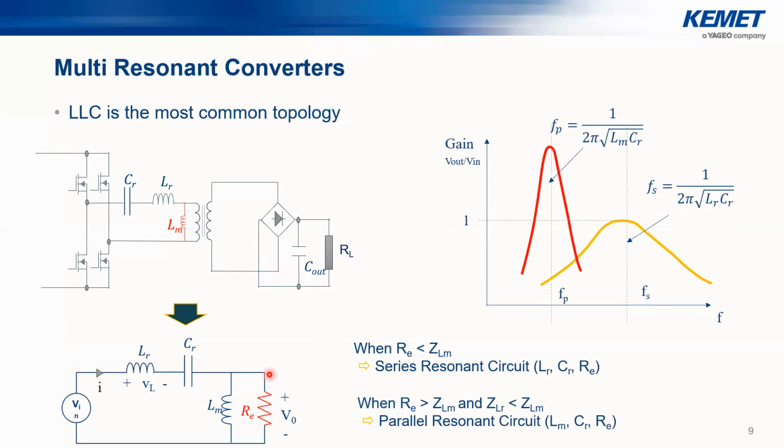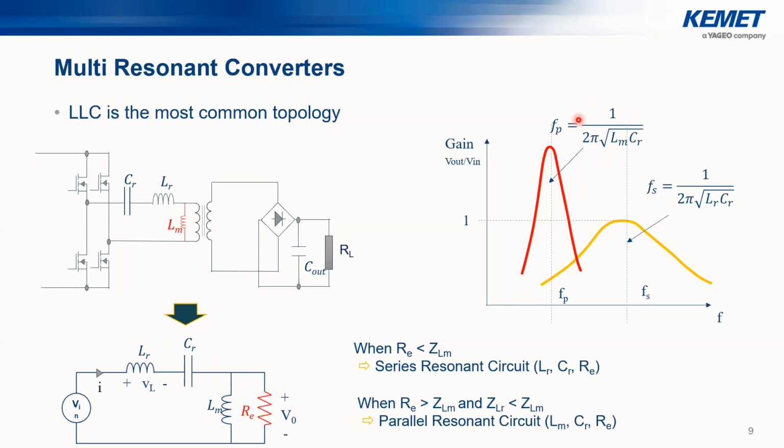However, when we have a light load, in this case, we have an RE in the same range or bigger than the impedance of the magnetizing inductance. And generally, we have LR much lower than LM. In this case, we will have a parallel resonant circuit, and it can be represented by this gain and this resonant frequency equation.